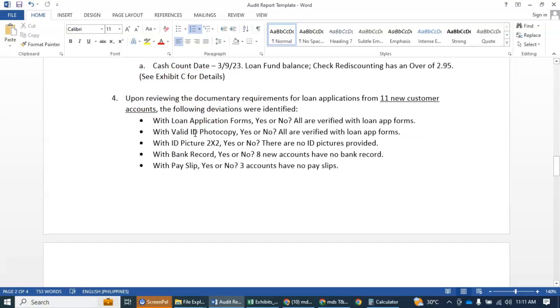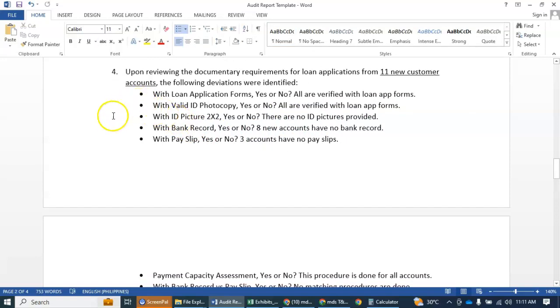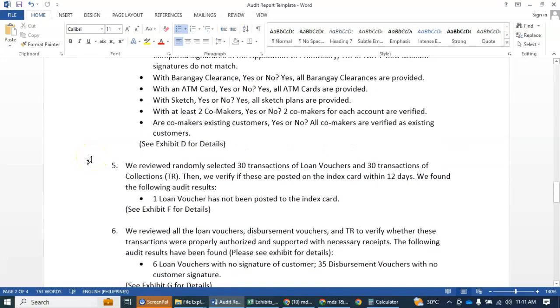Fourth is we review the documentary requirements for each new loan. This is for the new loan. So we identify if there is a loan application. We check each of these. We ask for these documents from the branch manager.